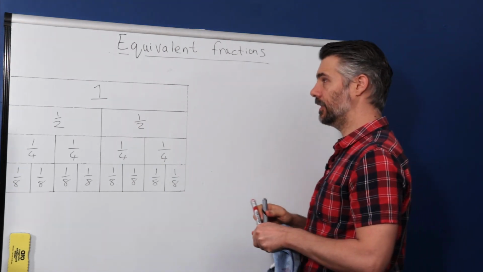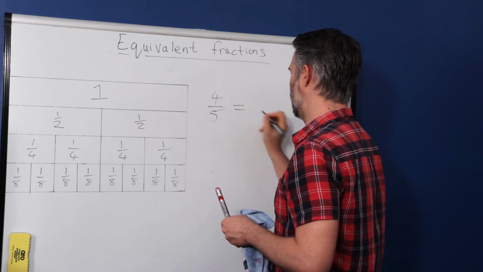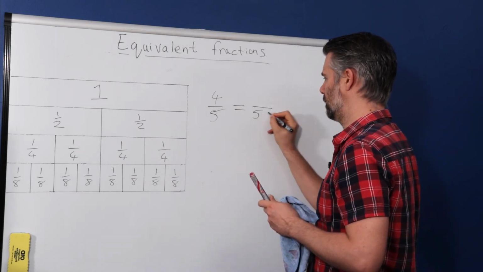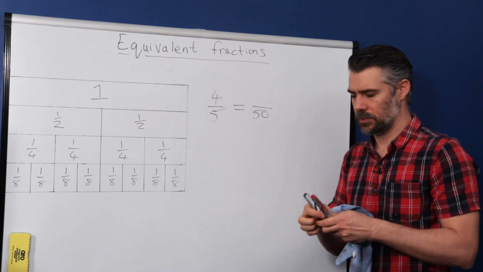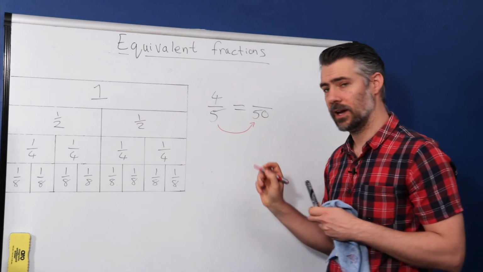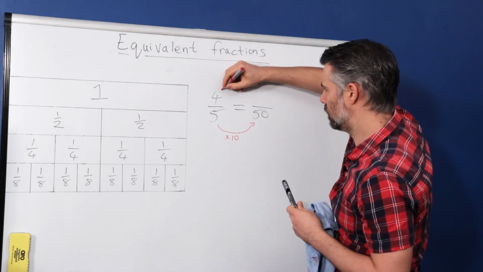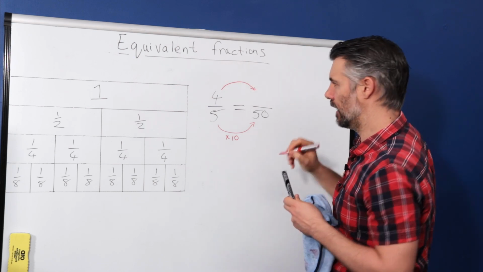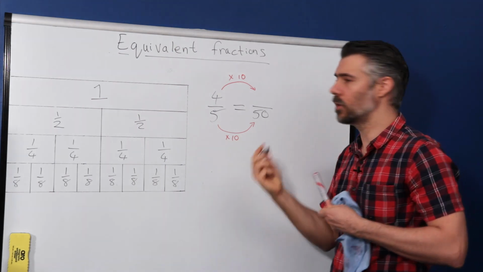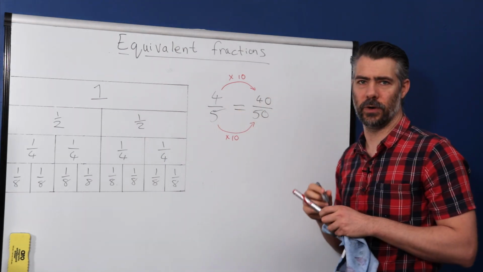Say I have 4 fifths and I want to know how many 50ths that is. So I say, what did I do to this 5 to get to 50? And the answer is I multiplied it by 10. So what do I do to this 4? I do exactly the same thing. I multiply by 10. 4 times 10 is 40. 4 over 5 is equal to 40 over 50.